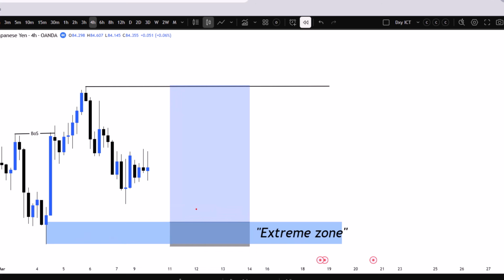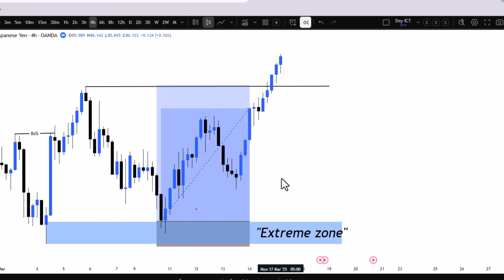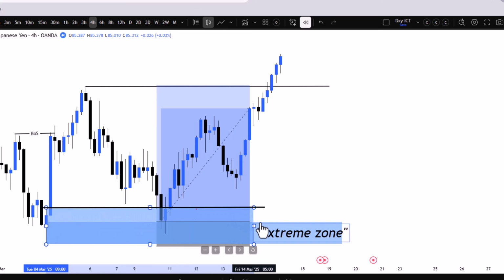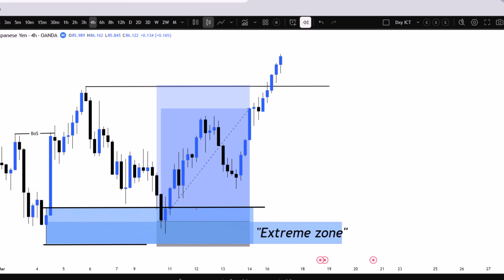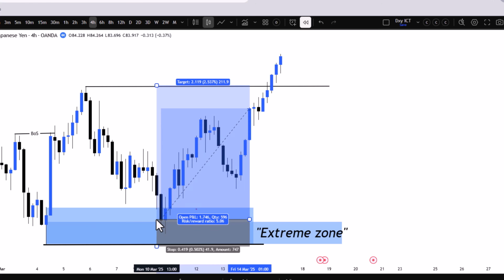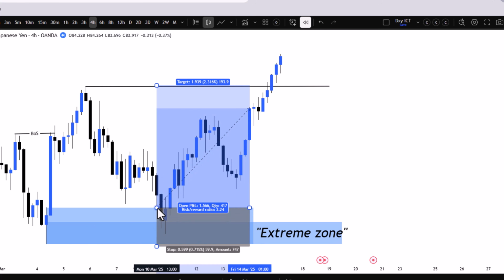Now, let's see how this market runs out. See, we get pushed down into that extreme zone, and then the market pushes up and makes its new high, which would fill our trade target. And just to show you, if we were working with the 4-hour zone, the high of the zone would be there, the low of the zone would be there, so our position would look like this.